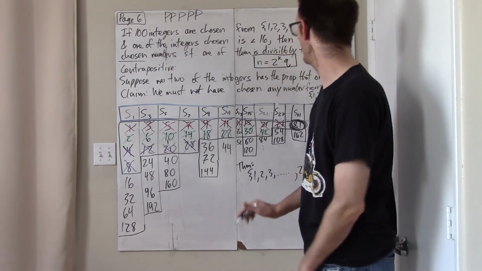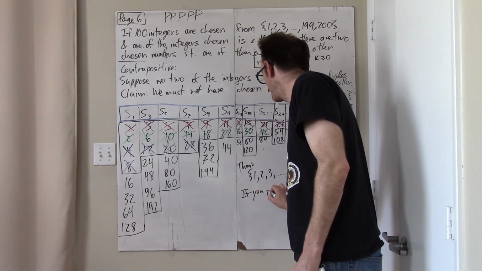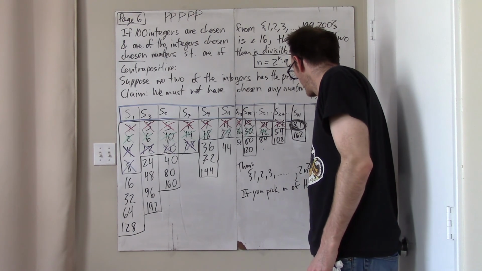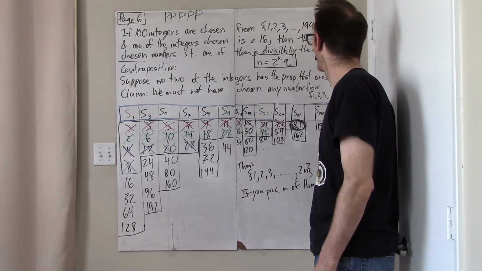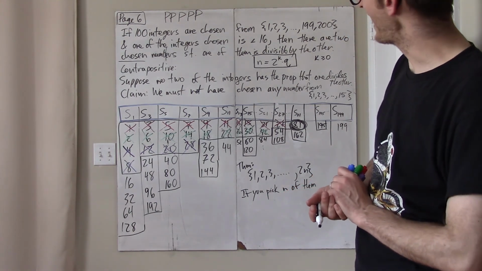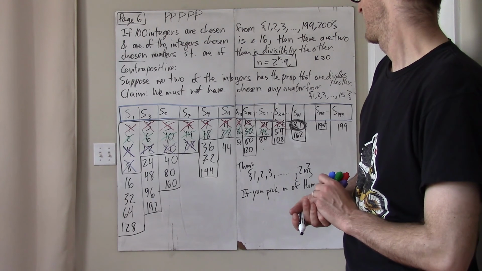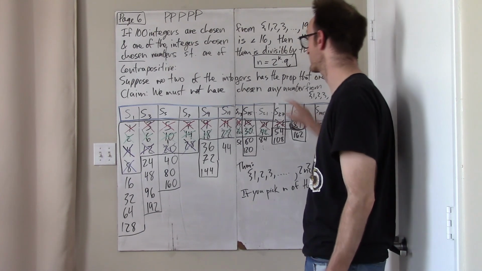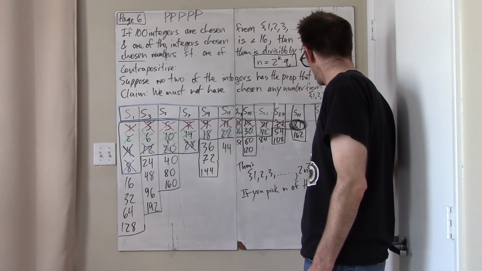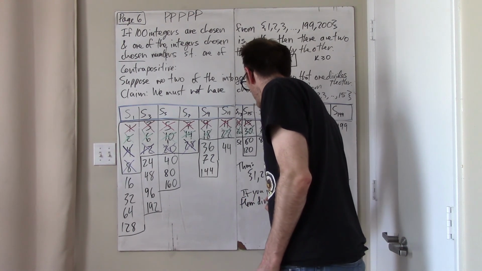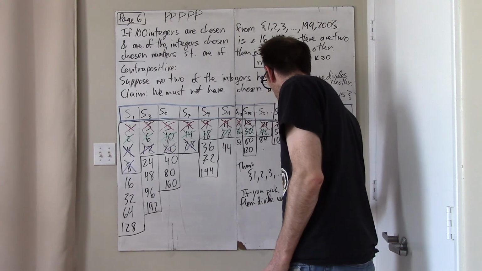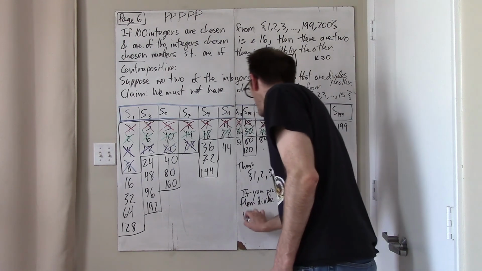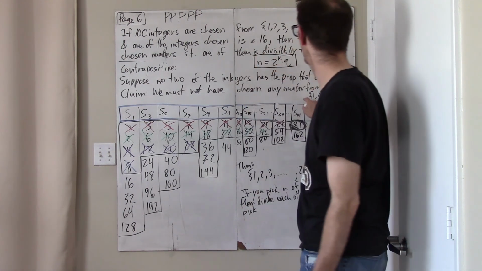That if you pick n of them, and I'll just do it in the contrapositive form, and no 2 of them divide each other, then you didn't pick, in our example, any numbers from 1 through 15.